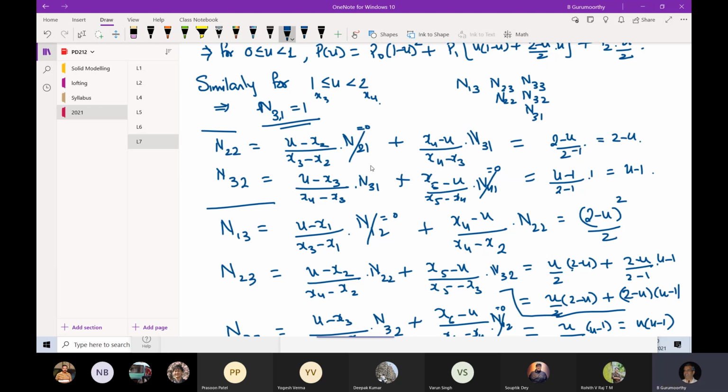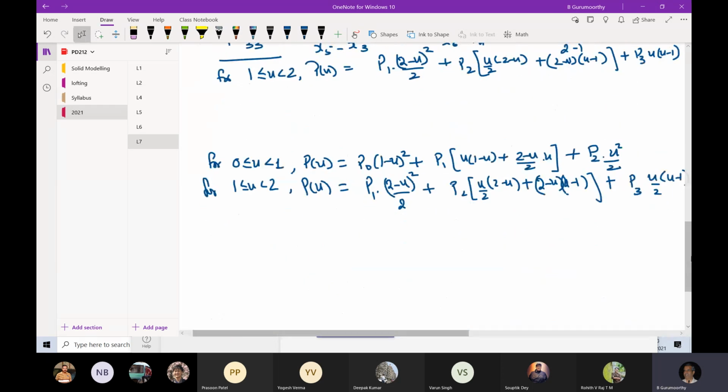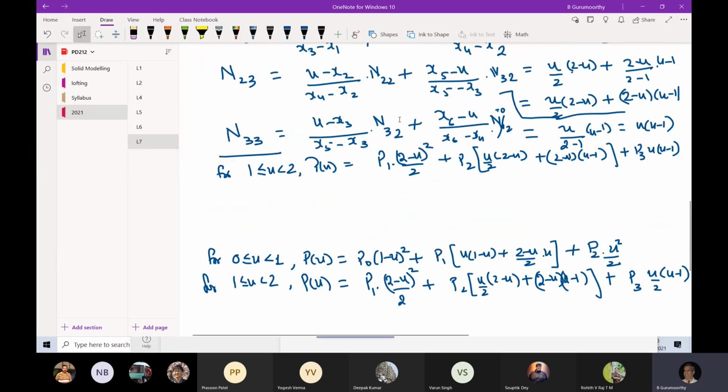N32, same way, i is 3 and i plus k minus 1 is 5 minus 1 is 4. And that's the expression you get. So x3 is 1. So u minus 1, 2 minus 1. So this is u minus 1. Again, it checks out. I expect linear expressions and I get linear expressions. And same way you do it for the next curve. Sorry, I moved a bit fast. Let me see if I can get my mouse back. Yeah, here.